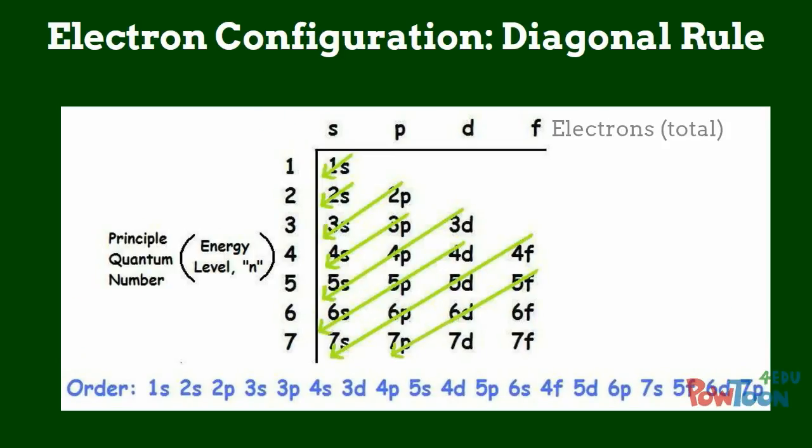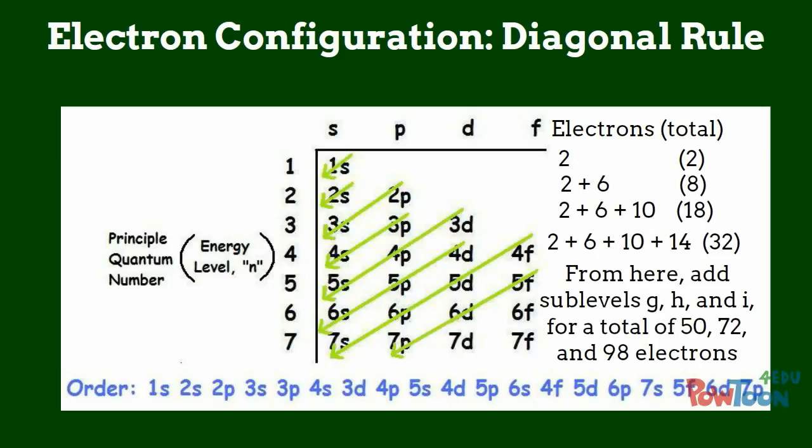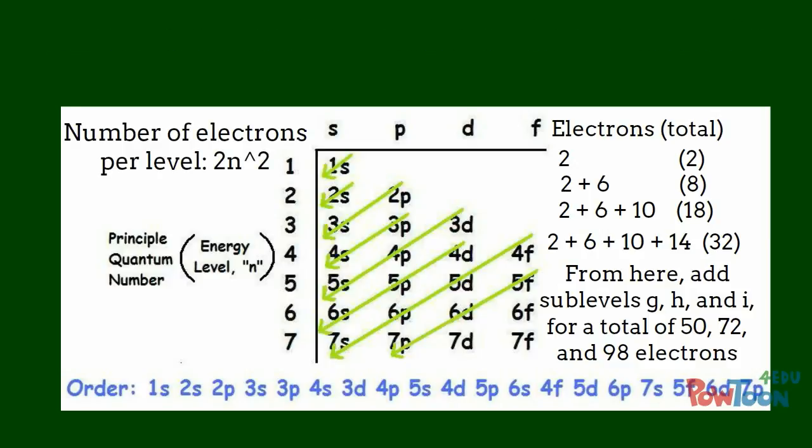It is also important to consider the number of electrons that can go on each shell. Remember that each sublevel has a certain maximum number of electrons, so we can add those up for each energy level. Level 1 can hold only 2 electrons, while Level 2 can hold 2 in S and 6 in P for a total of 8. The maximum number of electrons for any energy level can be determined by using the equation 2n squared, where n is the quantum number.